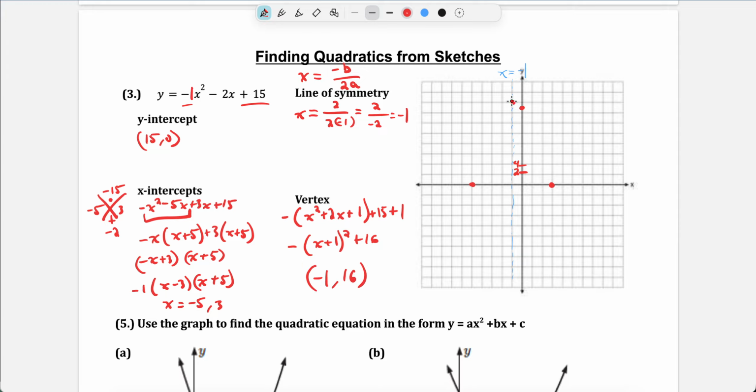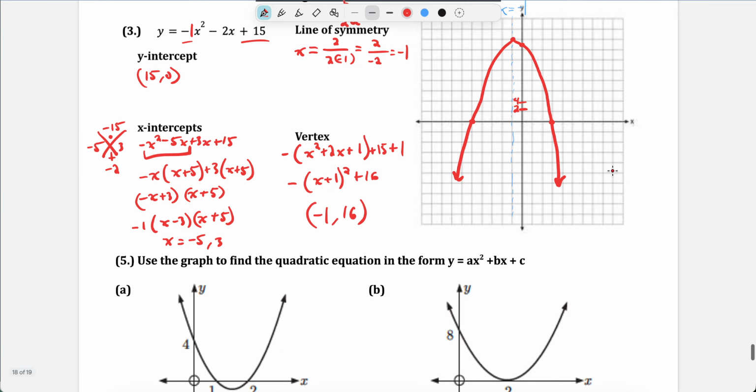Okay, so that'll be right there. And we can go ahead and connect all of our dots in the shape of a parabola. Oops, one more time.